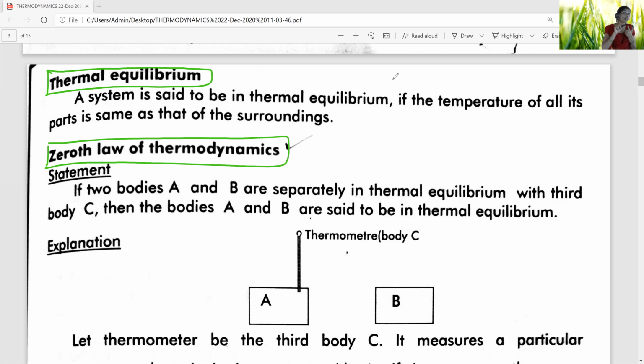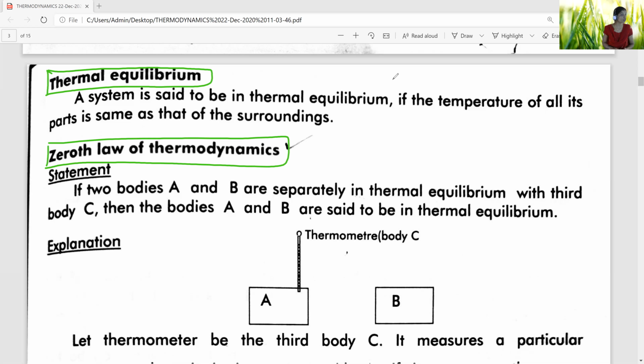Those are the zeroth law of thermodynamics, the first law of thermodynamics, and the second law of thermodynamics that we are coming across. First, we shall see about the zeroth law of thermodynamics. In order to explain that, I consider 2 bodies.